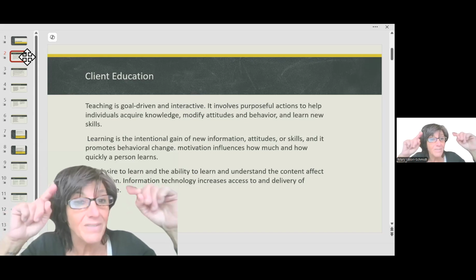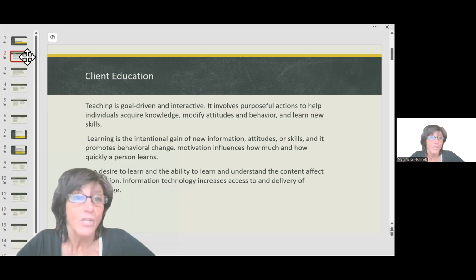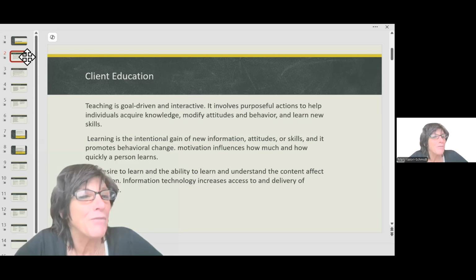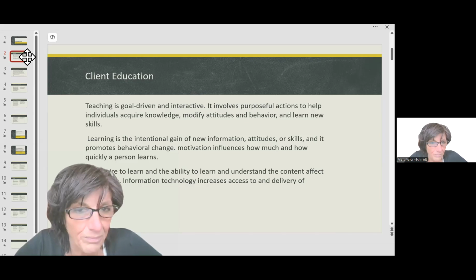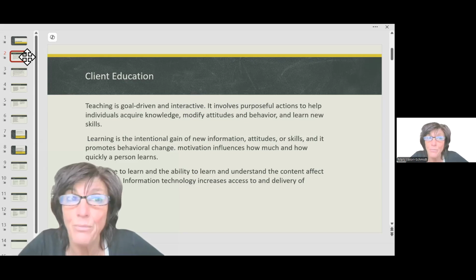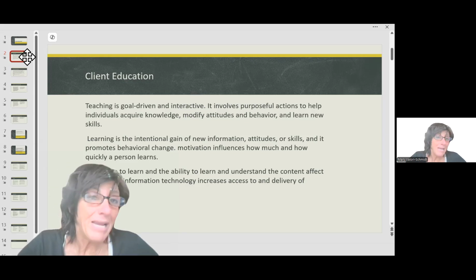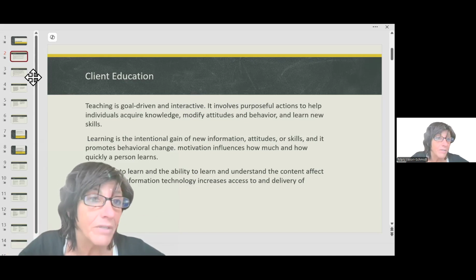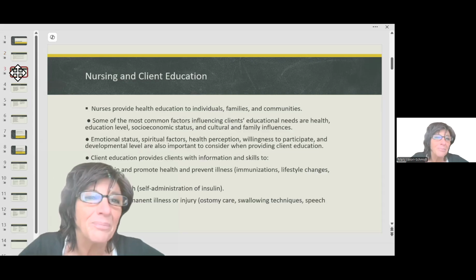Motivation influences how much and how quickly a person learns. So, in other words, if you want to learn, you're going to learn. If you don't want to, you won't. The desire to learn and the ability to learn and understand content affect motivation. And information technology increases access to and delivery of all this knowledge. And of course, so does Miss Mary.